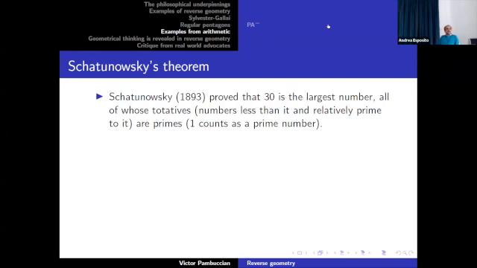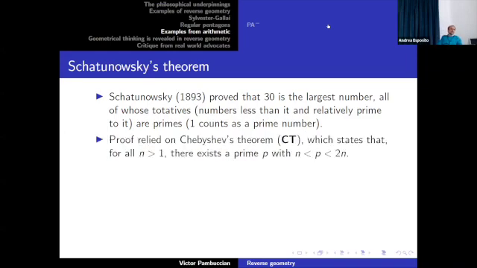Shatunovsky in 1893 proved that 30 is the largest number, all of whose totatives are prime. A totative is a number less than that number, but prime to this number. So if you have 6, for example, its totatives will be 1 and 5. For 10, the totatives will be 1, 3, 7, and 9. So numbers less than it, but that have no common divisor with it. So Shatunovsky showed that 30 is the largest number, all of whose totatives are actual primes. Here you count 1 as a prime. I just make a little exception.